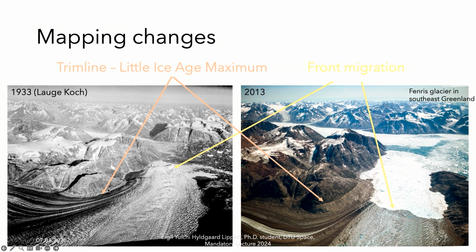So let's see if I can use my mouse. I don't know if you can see it, but this orange arrow is pointing to the so-called trim lines, which are lines you can still see in present-day imagery. This is an image from 2013, and this is from 1933. You can see the ice has thinned out, and this gives us some information about the thickness of the glacier back then. This is a glacier called Fenris Glacier. We also get some information about how much the glacier has retreated based on this front migration data. So this information can help us get an initial state for the geometry of the ice.